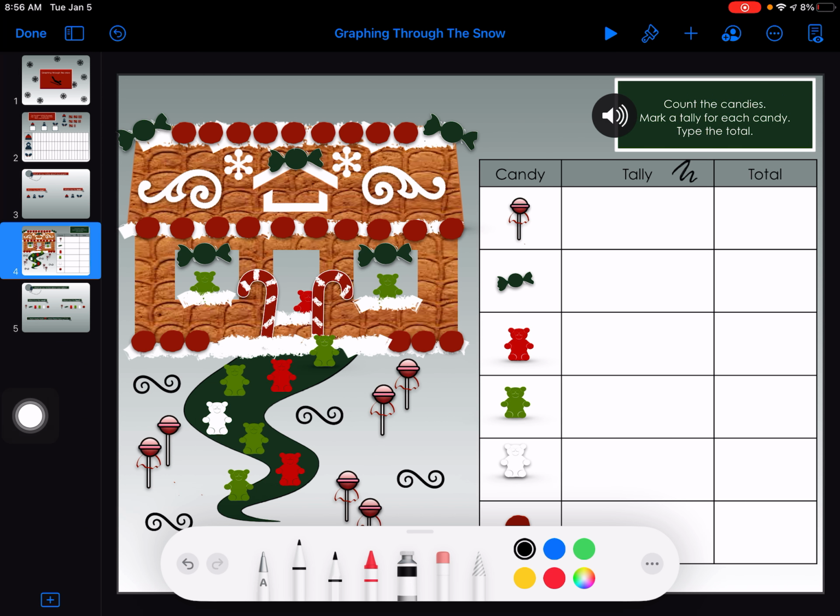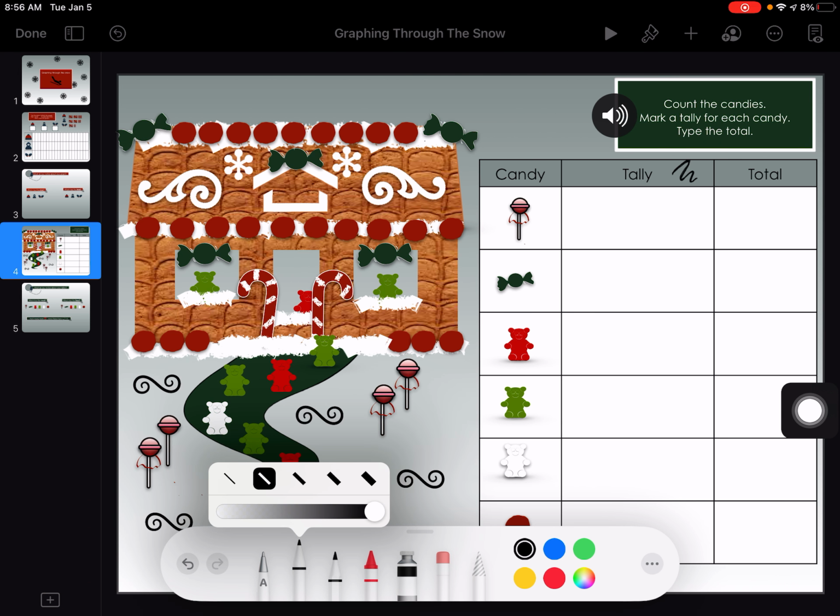When we count how many lollipops, we're going to draw how many tallies we see for how many candies we counted. Then we'll write the total in standard form. So watch me count the lollipops. 1, 2, 3, 4, 5, 6. I counted 6 lollipops, so I need to draw 6 tally marks.